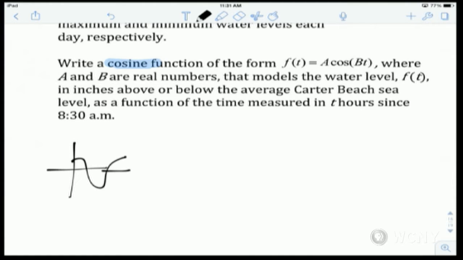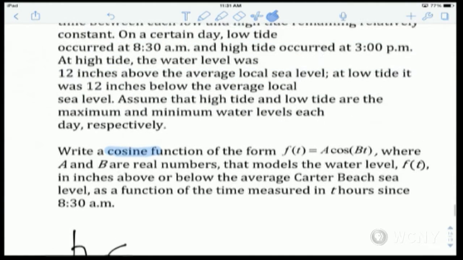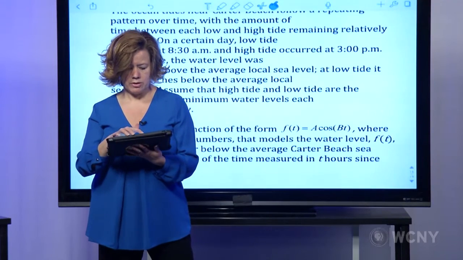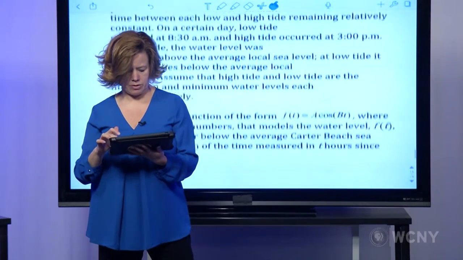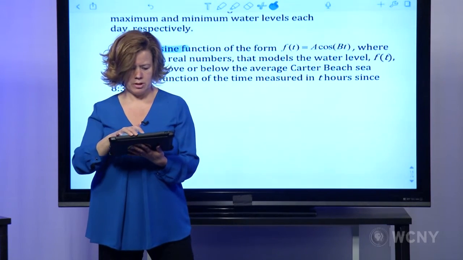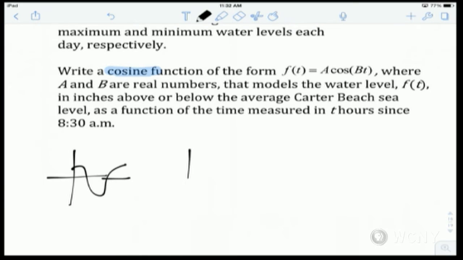Well, in this case though, when we reread the problem, we're told that low tide happened at 8:30 in the morning, and high tide at 3 o'clock in the afternoon. So low tide came first. So what you need to understand with your cosine function is that if low tide came first, it's flipped over the x-axis. So a quick sketch of your graph, before we try to put it on good graph paper, would look something like that, because we started at low tide, not high tide.